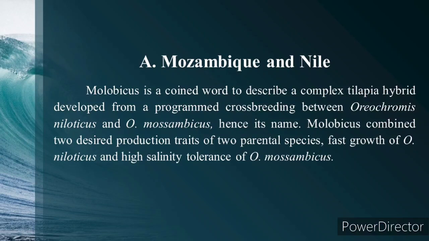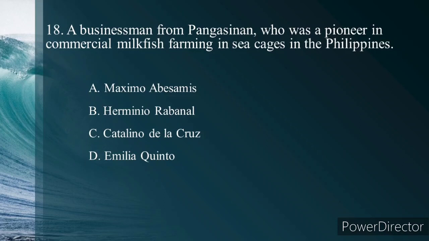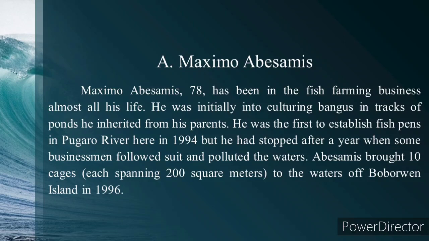Number 18. A businessman from Pangasinan, who was a pioneer in commercial milkfish farming in sea cages in the Philippines. A. Maximo Abes Amos. B. Herminio Rabanal. C. Catalino de la Cruz. D. Emilia Quinto. 1, 2, 3. The answer is A. Maximo Abes Amos.